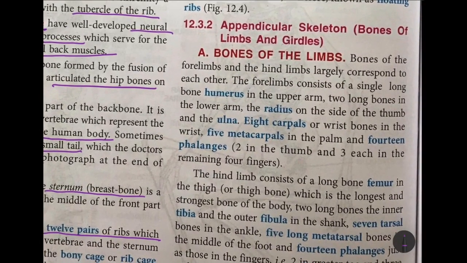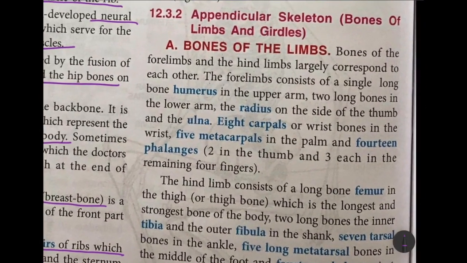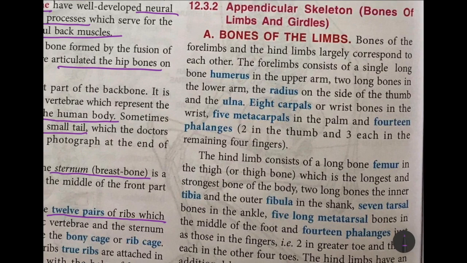Now next we move on to the appendicular skeleton or bones of the limbs and girdles. Bones of the forelimbs means the hands, and hind limbs means the legs. They are more or less corresponding to each other, more or less similar.